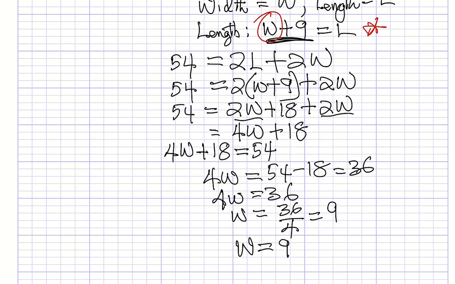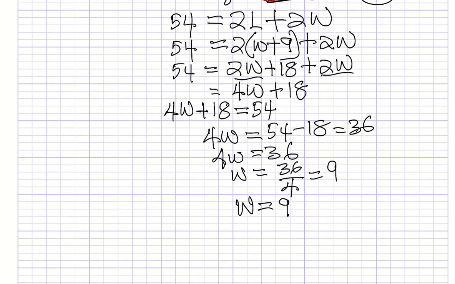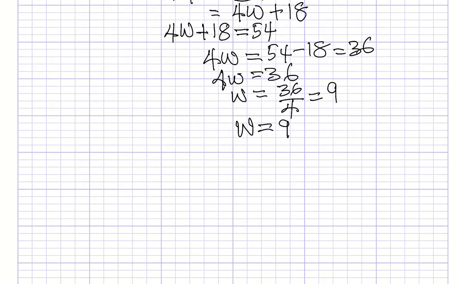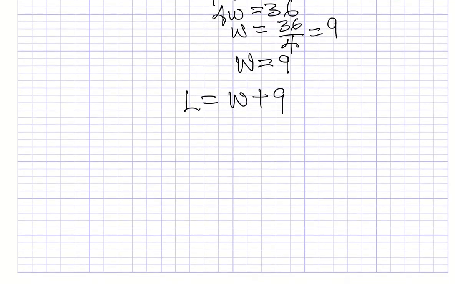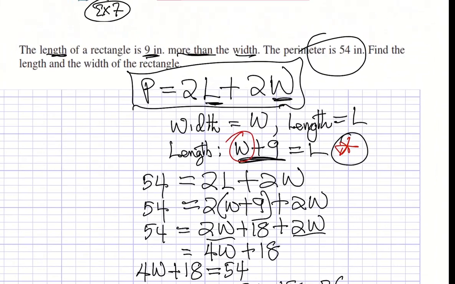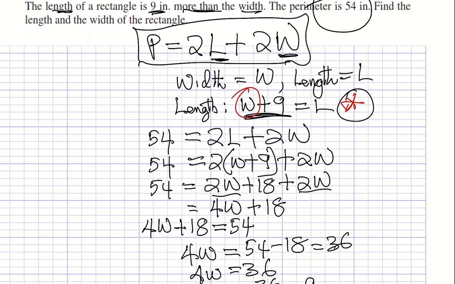Once we find that, we use this equation here to find the length. They said that the length is equal to W plus 9. So the length is 9 plus 9, which is 18. Do you see that? Width is 9, length is 18 inches, okay?